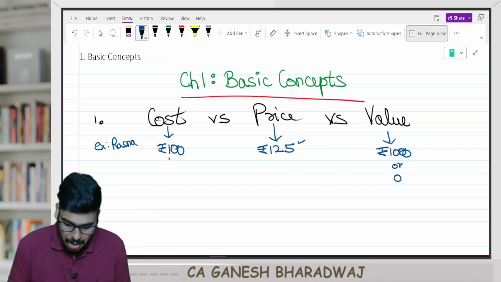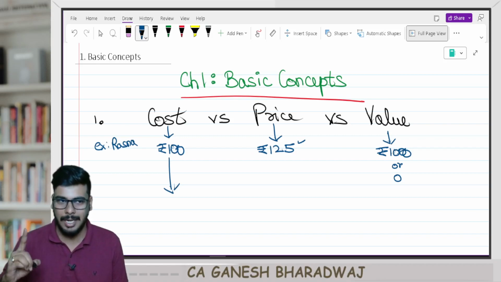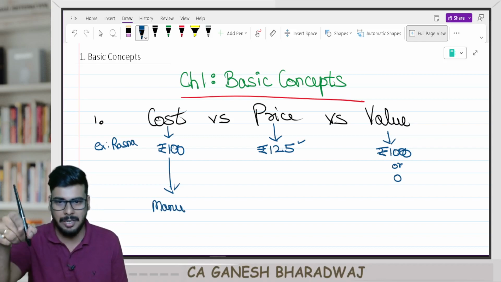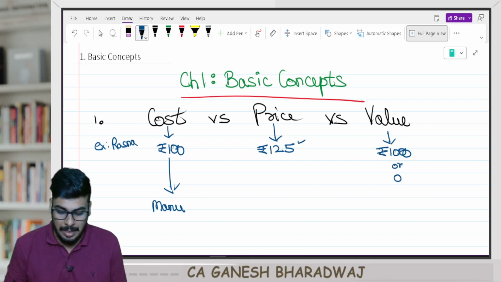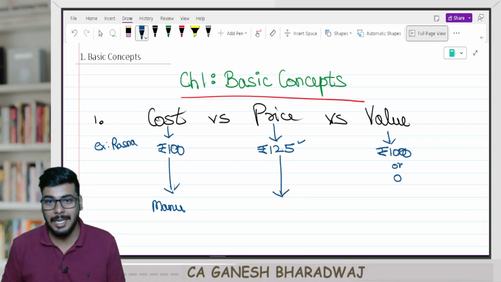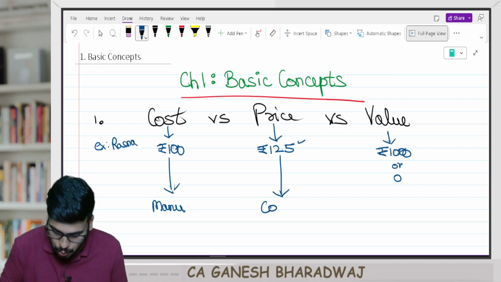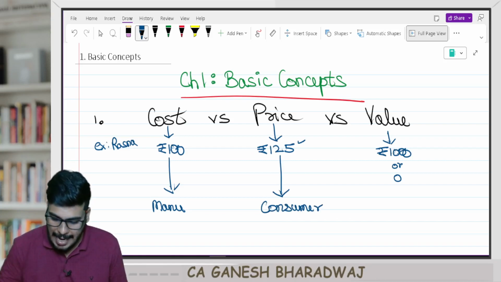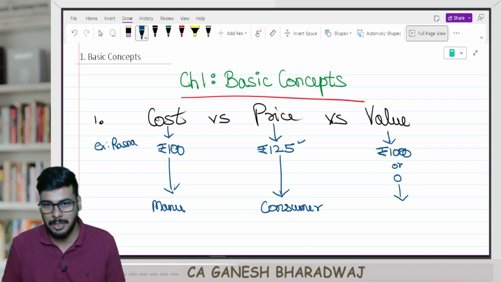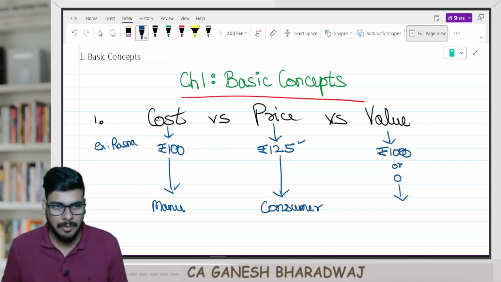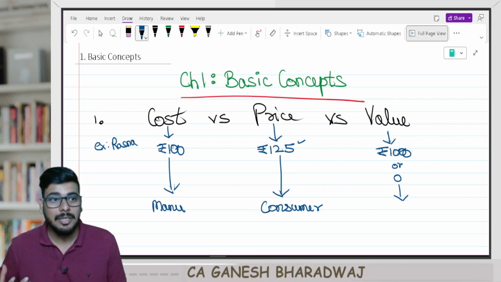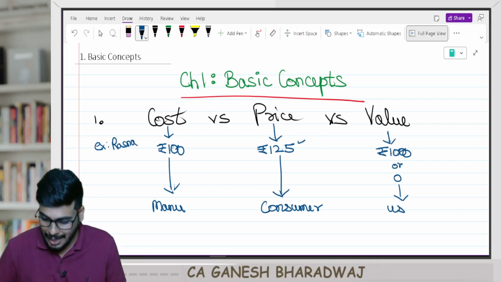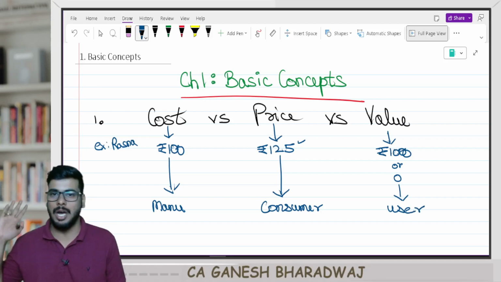What am I saying here? Cost is always looked at, please write down, from the perspective of manufacturer. Price is always looked at from the perspective of consumer. And any guess? Value is looked at from the perspective of? Yes, user. Are you clear with this? Value is something that is looked at from the perspective of user. Are you clear with this?